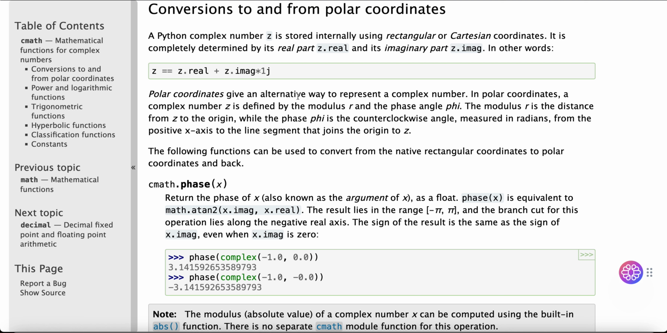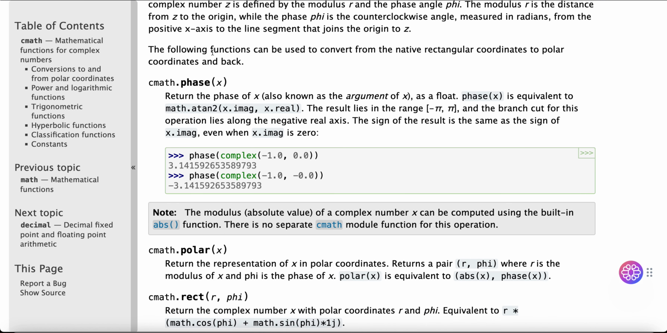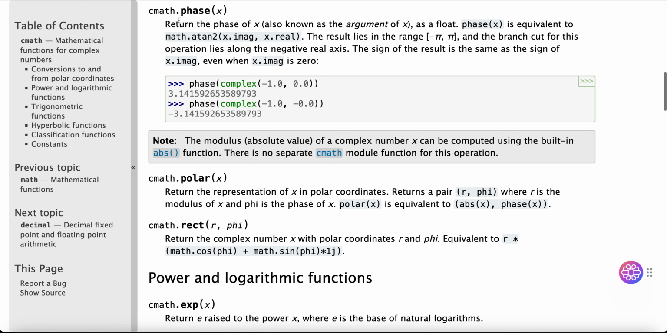Polar coordinates give an alternative way to represent a complex number. In polar coordinates, a complex number z is defined by the modulus r and the phase angle phi. The modulus r is the distance from z to the origin, while the phase phi is the counterclockwise angle, measured in radians, from the positive x-axis to the line segment that joins the origin to z. The following functions can be used to convert from the native rectangular coordinates to polar coordinates and back.